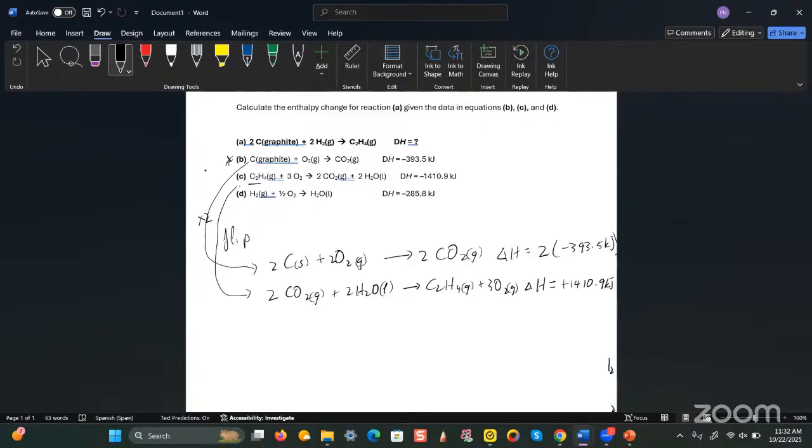And then we get to the third equation. Now, again, we're going to compare the third equation to the first one. And what do we notice? We notice that we have one H2 here, but we have a coefficient of 2 in front of the H2 in the first equation. So what do you think we need to do to this equation?